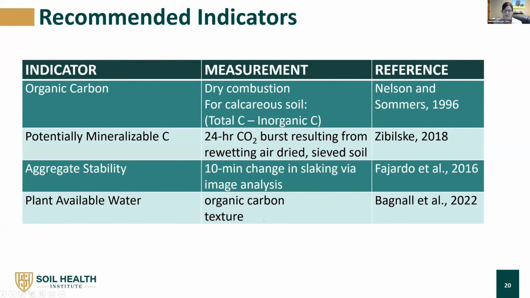The measurements associated with those indicators that we recommend: dry combustion for calcareous soils, we need to get rid of the inorganic carbon. 24-hour CO2 burst resulting from re-wetting air-dried sieved soil. The measurement for aggregate stability that we really like, that we think is scalable, is that 10-minute change in slaking via image analysis. And then using a pedotransfer function with the organic carbon measurement that we've already made and soil texture to estimate changes in plant available water.